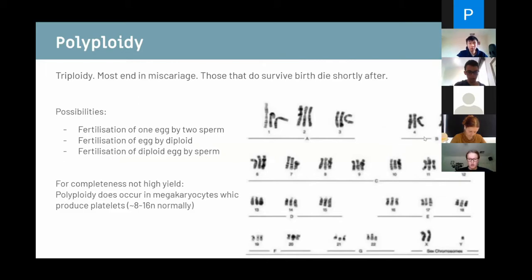Most polyploidy, so this is very low yield, most end in miscarriage. You can see how there's been an extra gamete that is fused in the zygote. 3, 3, 3, 3. You can see these are the different types of possibilities that occur, which is just variations of the gametes. And polyploidy occurs in megakaryocytes, which isn't important. Next slide.